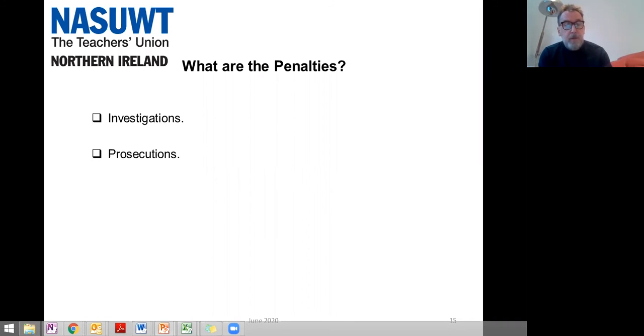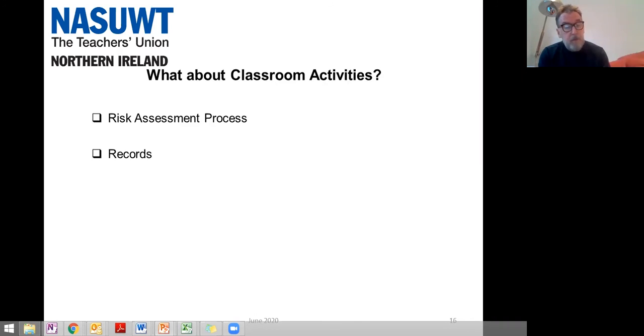Okay, next one, please. So, risk assessment process and records. What about classroom activities? All activities in classrooms need to be risk assessed. However, this does not mean a long, cumbersome process that has to take place. In reality, all teachers are constantly assessing risks when deciding which activities to undertake with pupils, and adapt activities to the specific child.